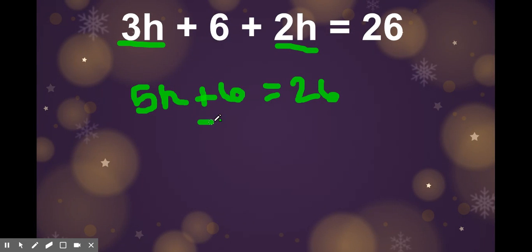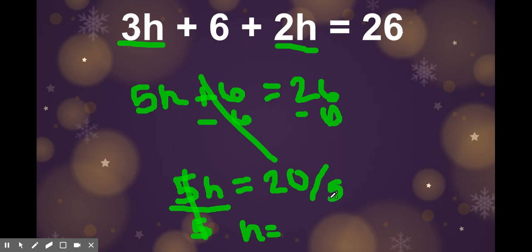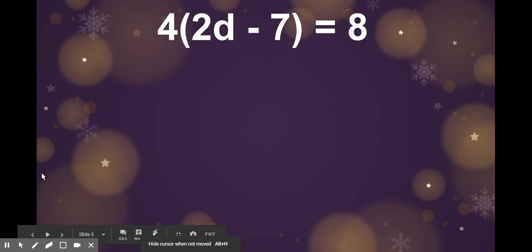I have this plus 6. To get rid of the plus 6, I'm going to subtract 6 from both sides. That is now gone. I'm left with 5h is equal to 26 minus 6, gives me 20. Now I'm only left with my 5 times my h. Well, to undo multiplication, I use the inverse operation of division. Now I'm only left with h on that side. And when I divide 20 by 5, I end up with 4. H is equal to 4. Let's go ahead and look at our next one.